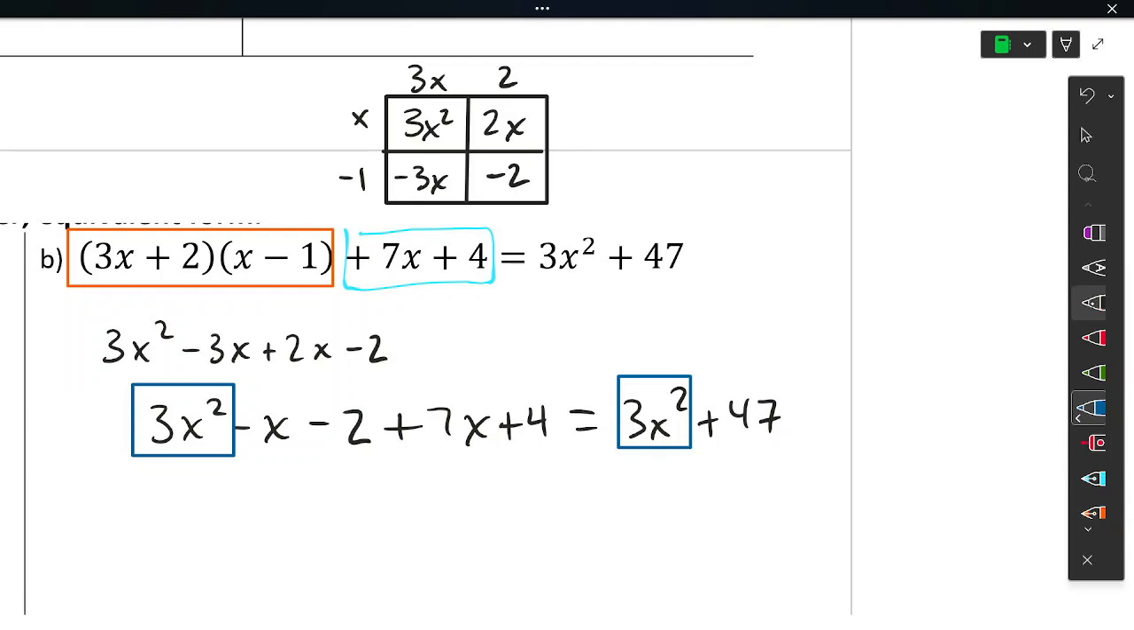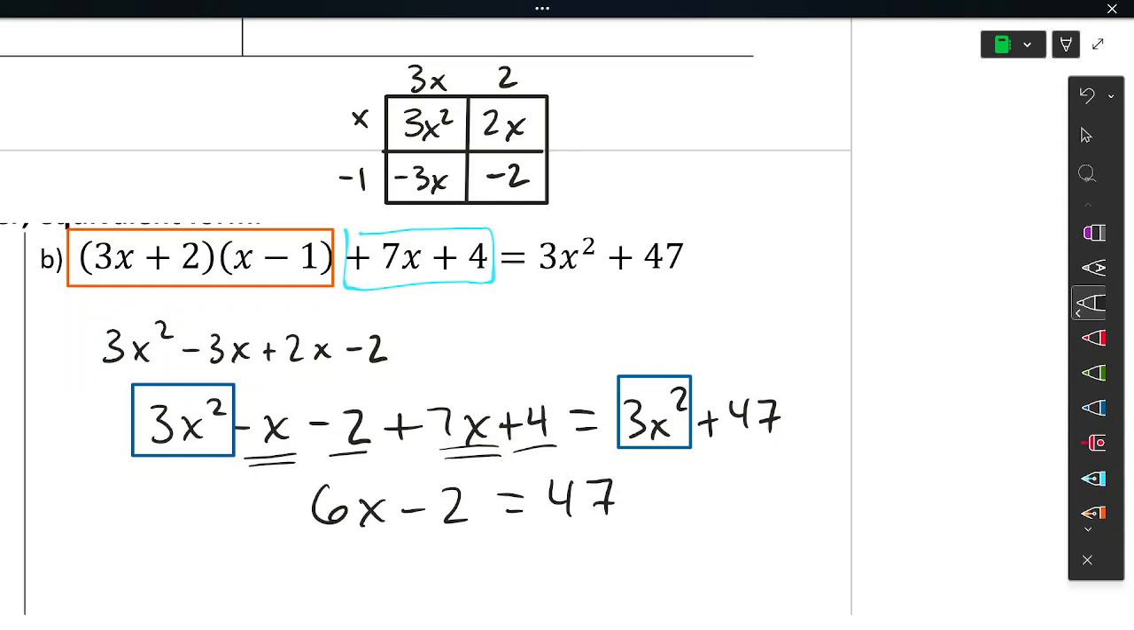The next thing I'm going to do is I'm going to simplify the left-hand side a bit. Right? There's a negative x that I'm going to combine with 7x. And there's also a negative 2 that I'm going to combine with the positive 4. So on the left-hand side, if I simplify this correctly, that's the same as 6x minus the number 2. And over on the right-hand side, I've just got 47.